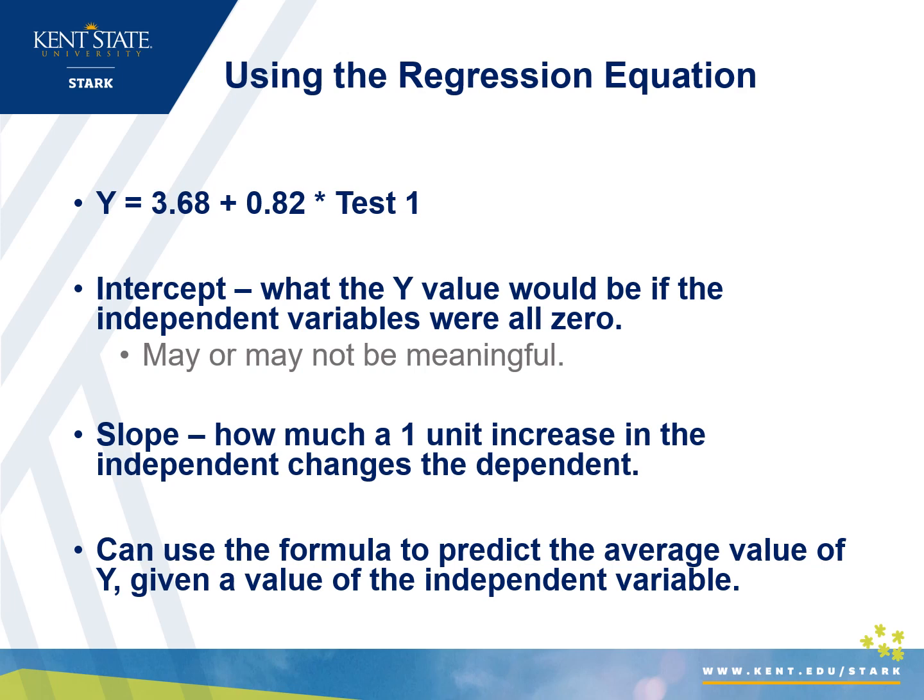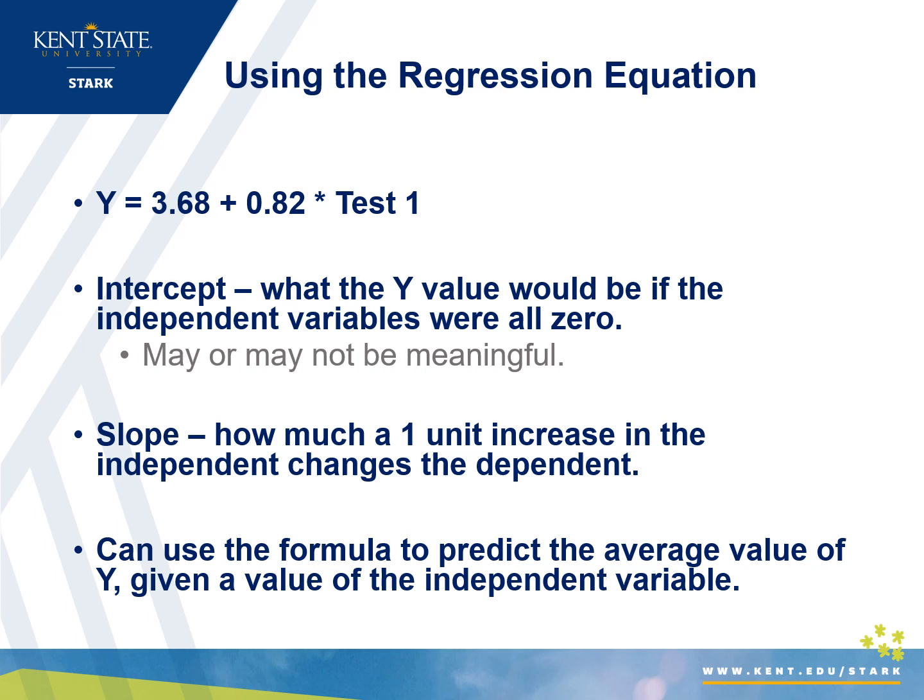We can also use the entire equation here to estimate a specific value. For example, suppose I want to know, on average, how people who scored a 70 on test 1 did on test 2. In that case, I plug 70 into the equation in the test 1 spot. So I multiply it by 0.82, I add 3.68, then I find that on average, those scoring a 70 on test 1 scored around 61 or so on test 2.